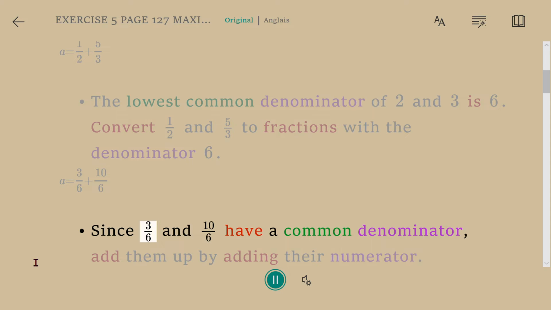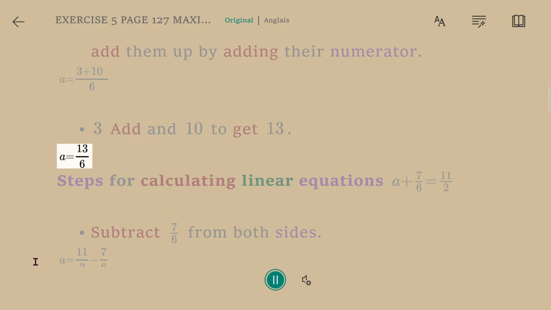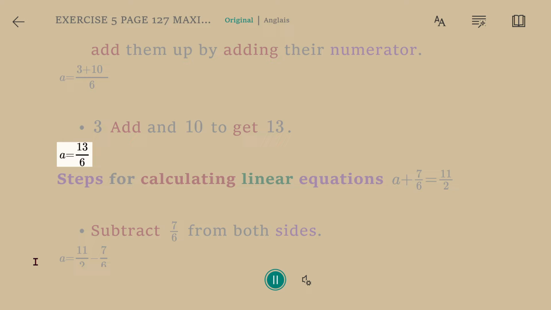Since 3/6 and 10/6 have a common denominator, add them up by adding their numerators. A equals 3 plus 10 over 6. Add 3 and 10 to get 13. A equals 13/6. Steps for calculating linear equations.